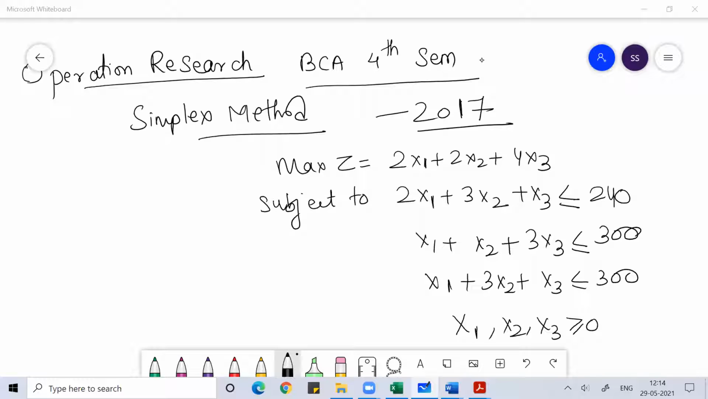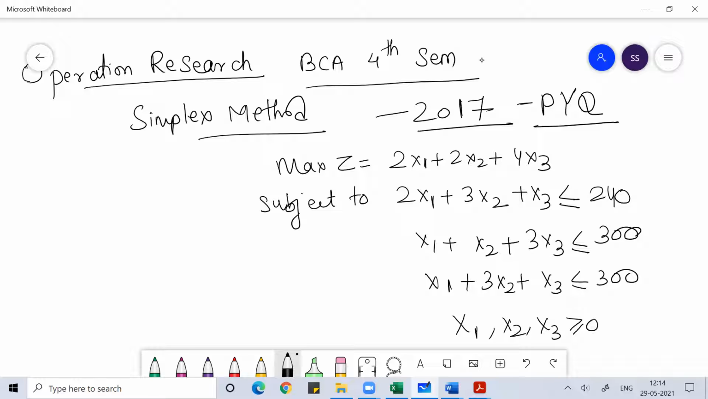So good afternoon, everyone. Welcome to the class on operation research, where we are discussing the previous year question paper of 2017, and we are doing the 10 marks question based on the simplex method. So you can see this problem. We're going to discuss this problem now.